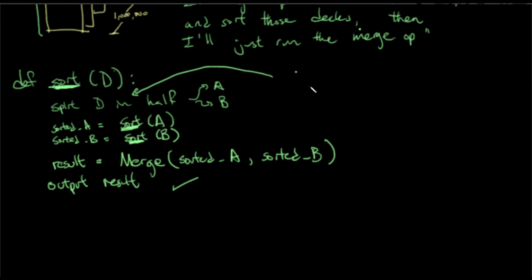Because if I were to give you just one card and tell you to sort that one card, you'd probably just first of all look at me funny, and then just hand that card back, saying, that card itself is sorted. So that's what I'm going to put here, which is: if D is of length 1, just return yourself, or just return D. Return that one card in D.